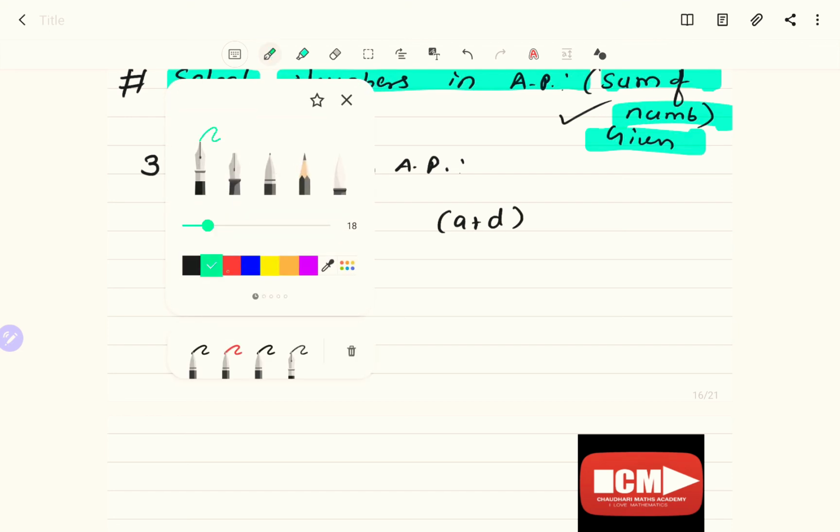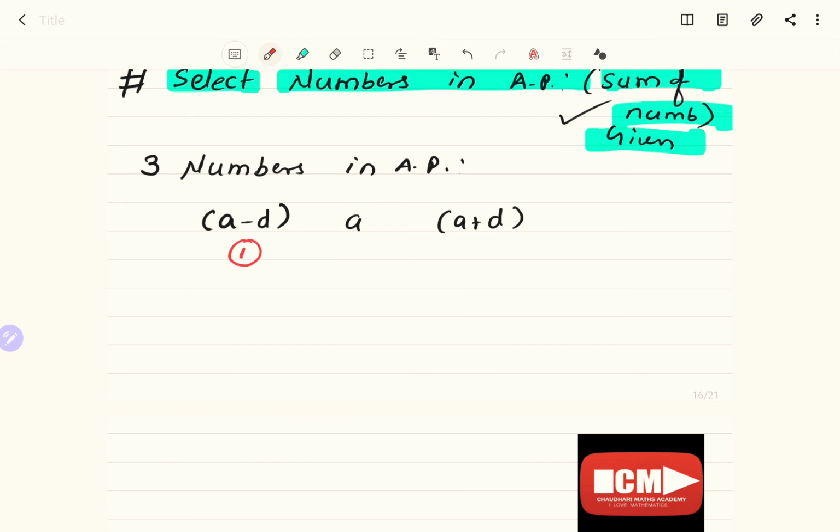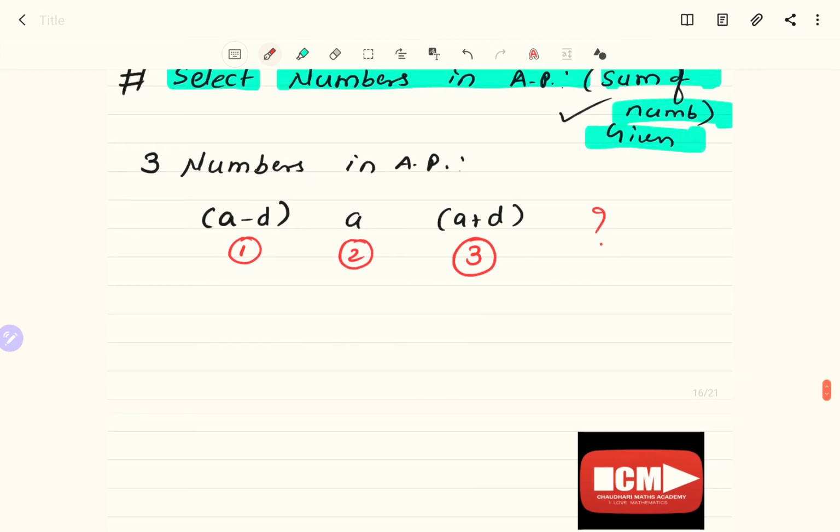So here, A minus D is the first number, A is the second number, and A plus D is the third number. So the question is, why are we selecting the numbers in this order? If you observe, numbers 1, 2 and 3 are in AP. If you take the difference of successive terms, the difference remains D. So why are we selecting three numbers in AP in this particular way?